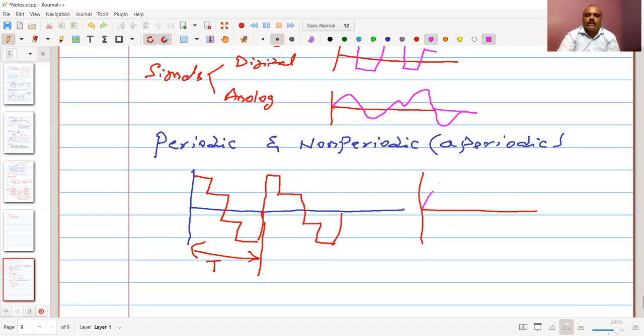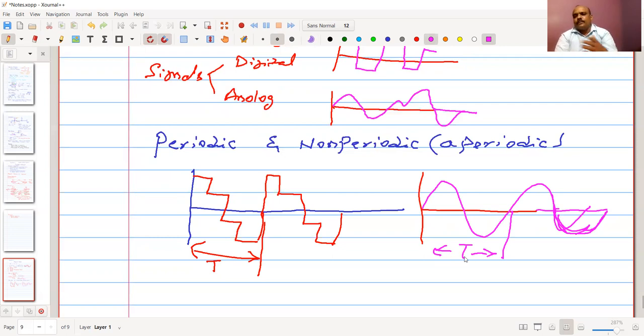It repeats. So, take this sine wave. For this time period T, the same is going to repeat. Okay, so my diagram is a bit vague here. So when I say it is periodic, the repetition is going to happen. If that is not true, we call it non-periodic.